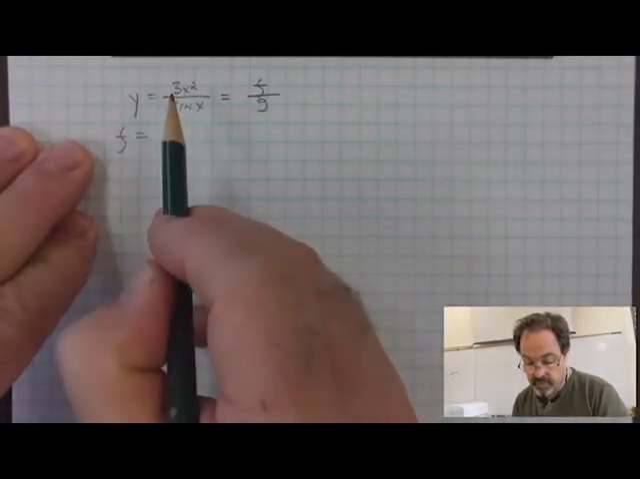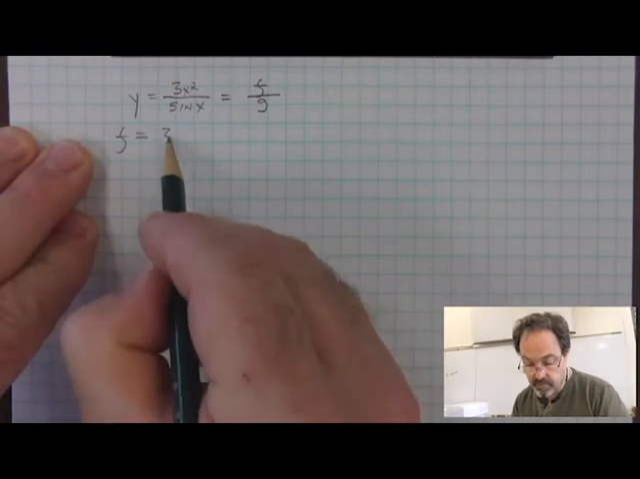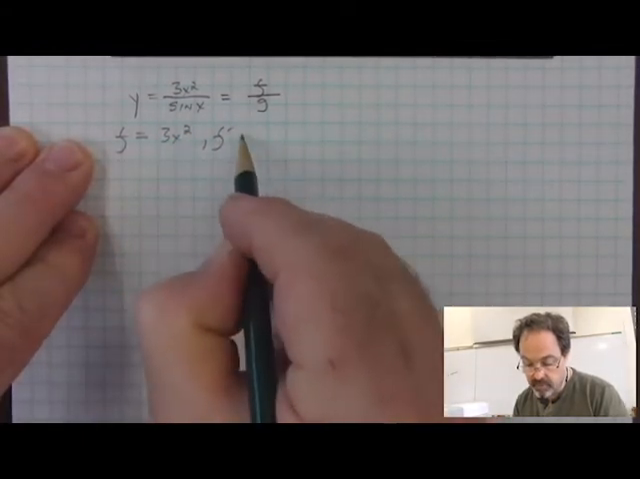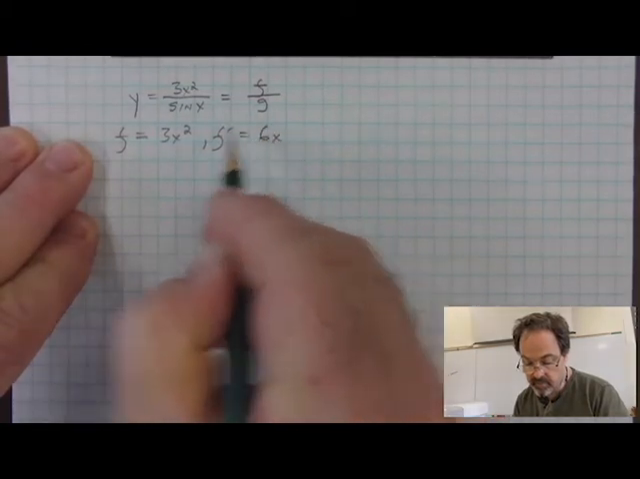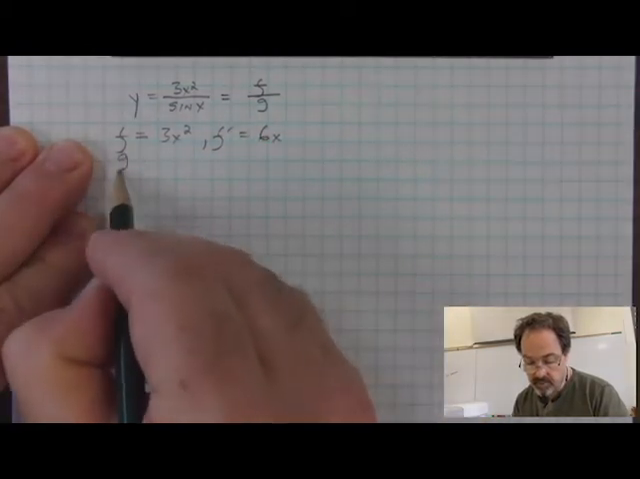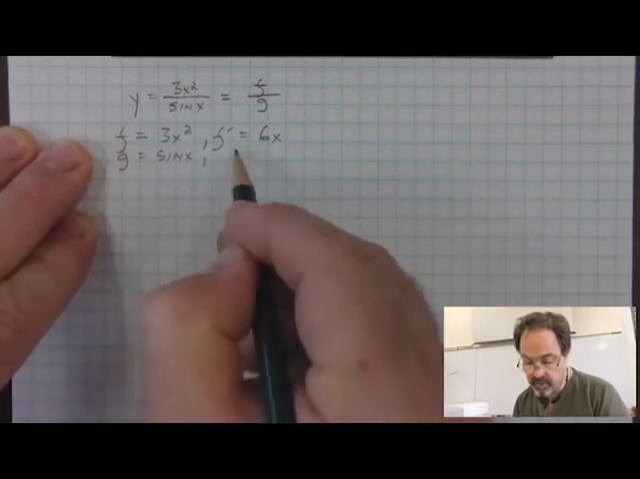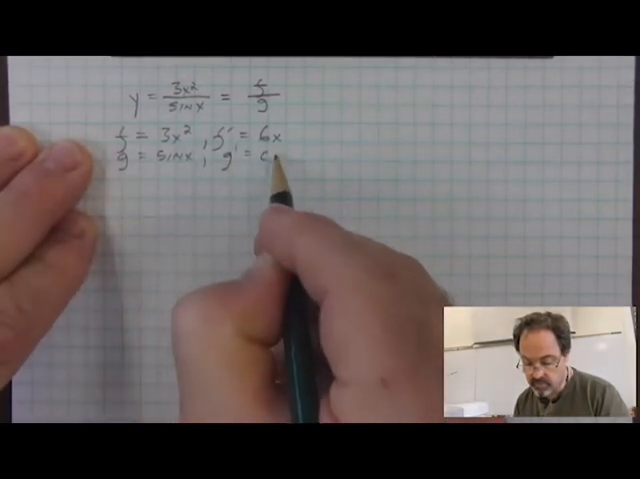f is given to the function that's in the numerator, 3x squared. We could take the derivative of f right away, which is 6x. The denominator, the function in the denominator that we're labeling g, is sine of x, and the derivative is cosine x.